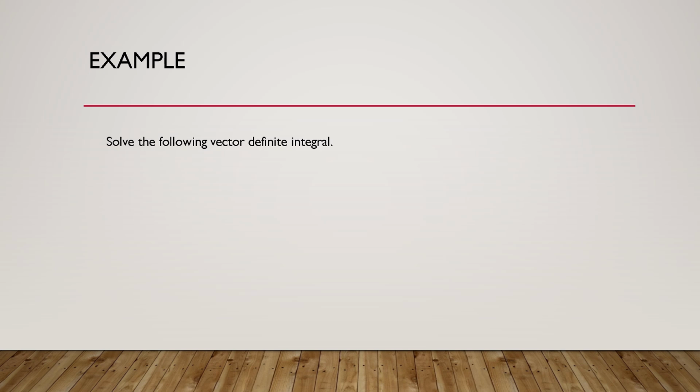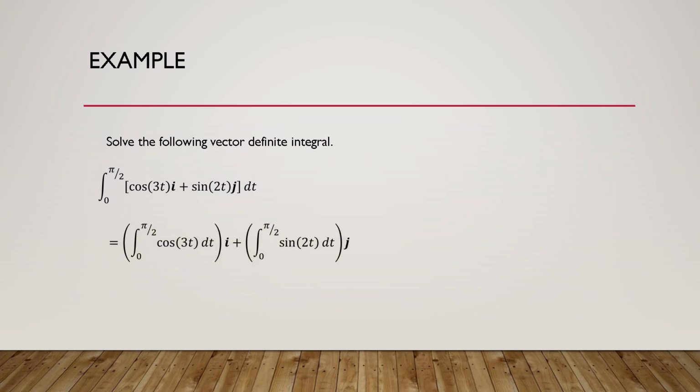For example, solve the following definite integral. The integral from 0 to pi over 2 of cosine 3t i plus sine 2t j dt. This can be split into the integral from 0 to pi over 2 of cosine 3t dt i plus the integral from 0 to pi over 2 of sine 2t dt j. Taking the integral, we get sine 3t over 3 evaluated from 0 to pi over 2 i minus cosine 2t over 2 evaluated from 0 to pi over 2 j.